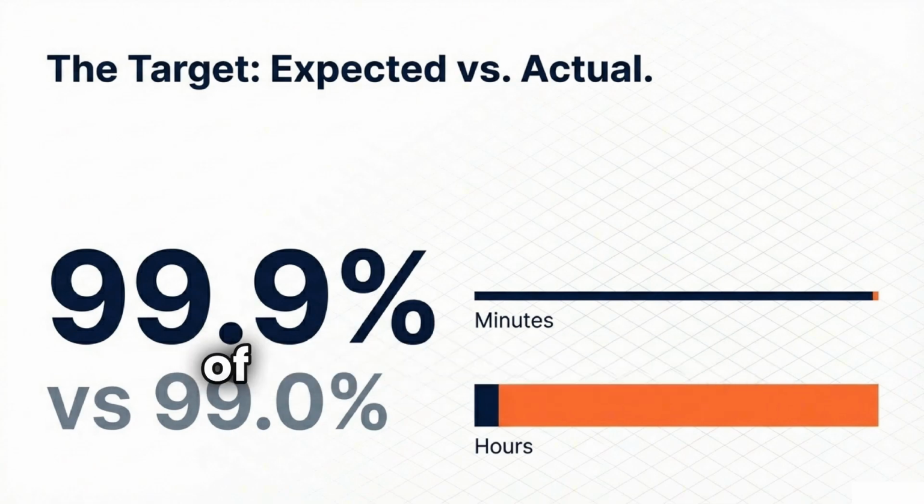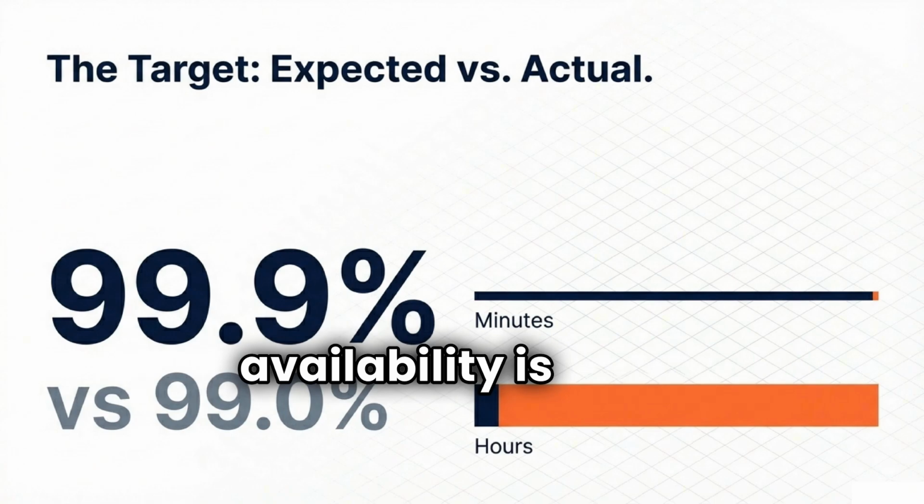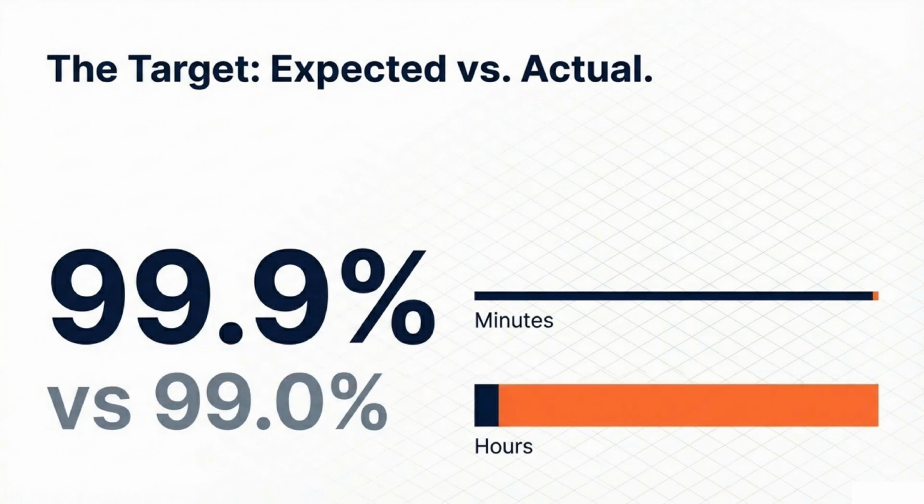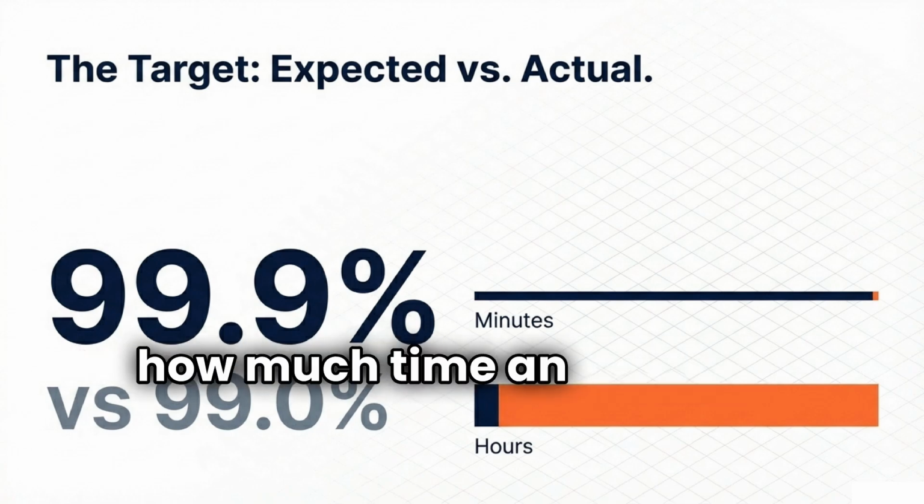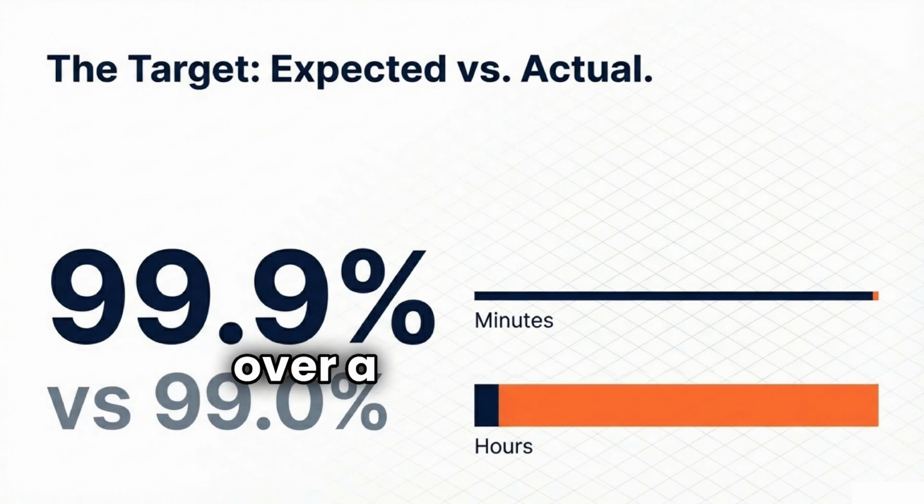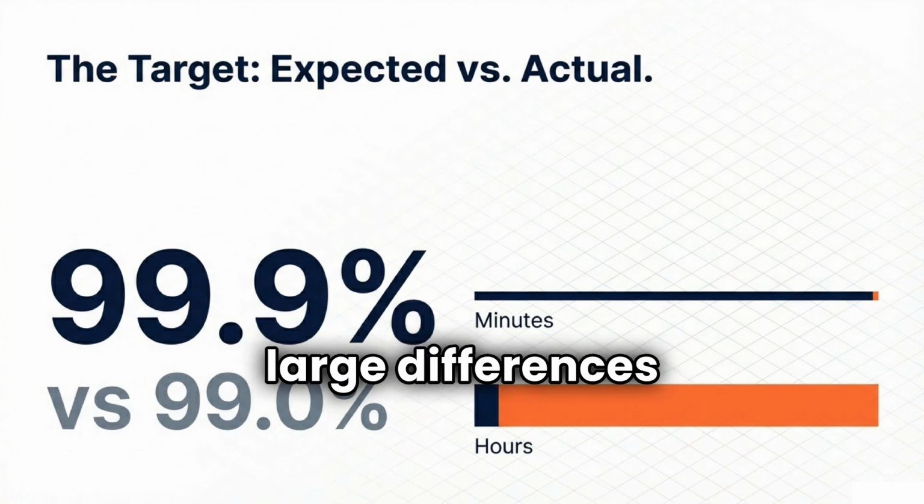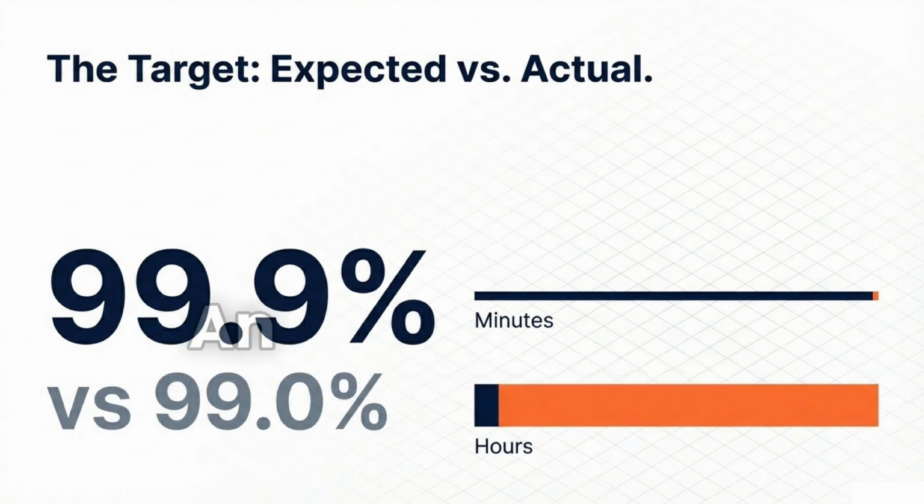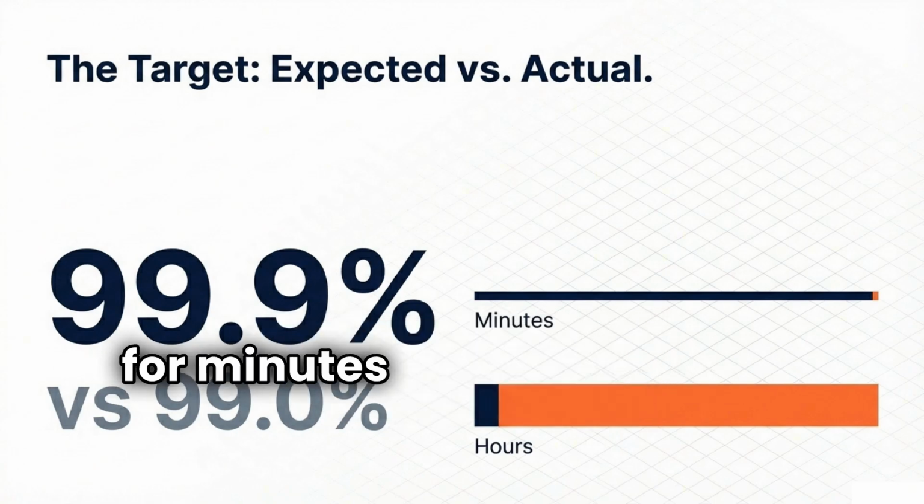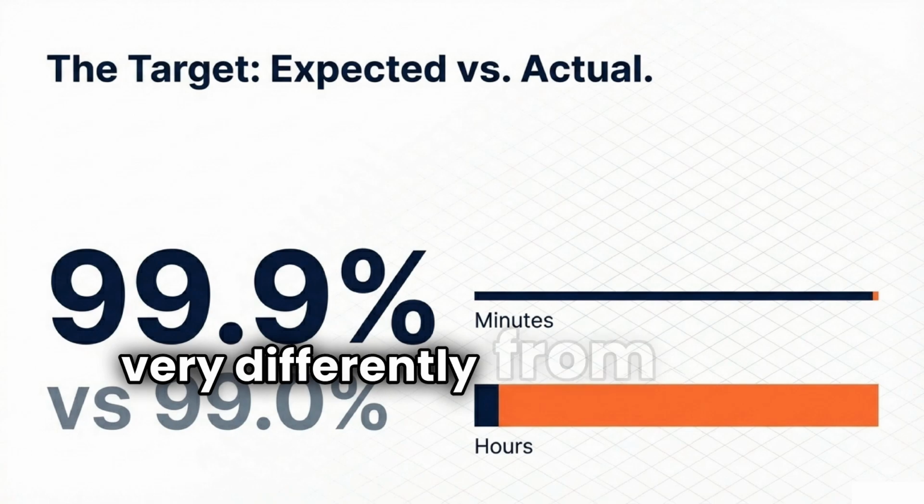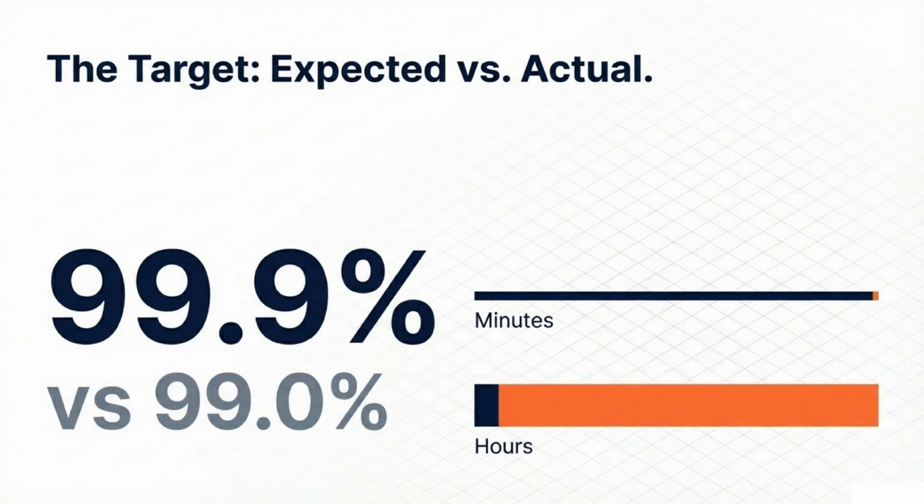This leads to the idea of availability targets. In professional networking, availability is often expressed as a percentage. 99% availability, 99.9%, or higher. These numbers represent how much time an endpoint is expected to be available over a given period. Small differences in percentages represent large differences in real-world behavior. An endpoint that is unavailable for minutes per year behaves very differently from one that is unavailable for hours.